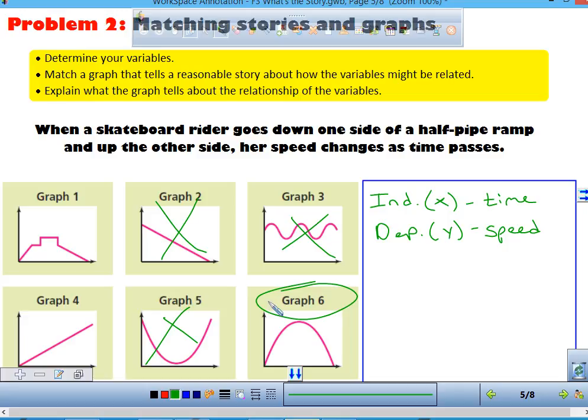The first thing you have to do is determine which one is independent and which one is dependent between your two variables. After that, then you choose your graph. Okay? Let's look at the next one.